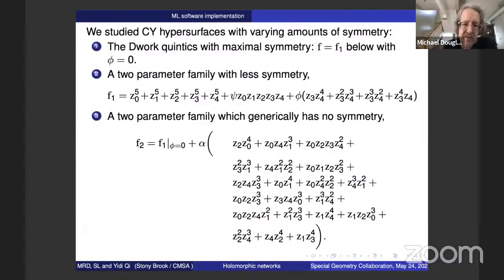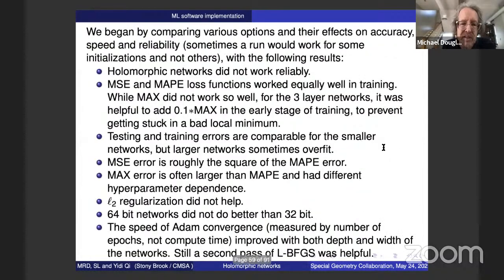And so we, of course, did start with the Dwork family, but then we postulated two more families, which have less symmetry and no symmetry, and wandered around in the two-parameter moduli space to see how the error depended on the parameters and see what we could learn.